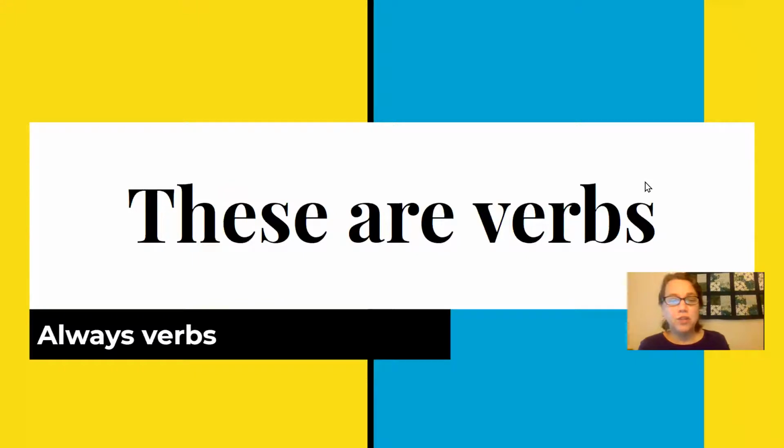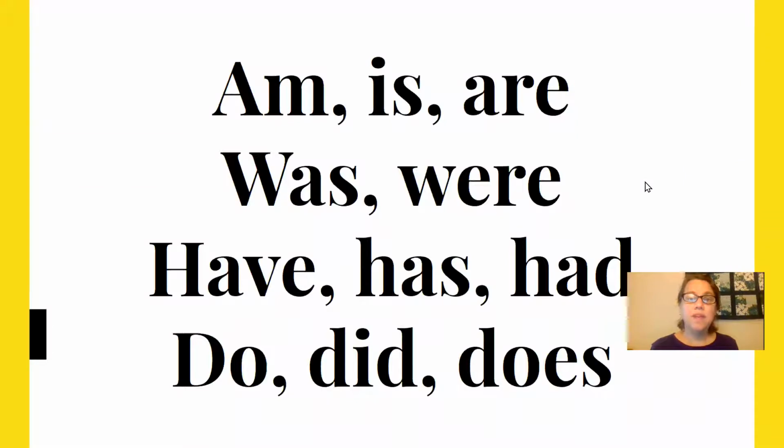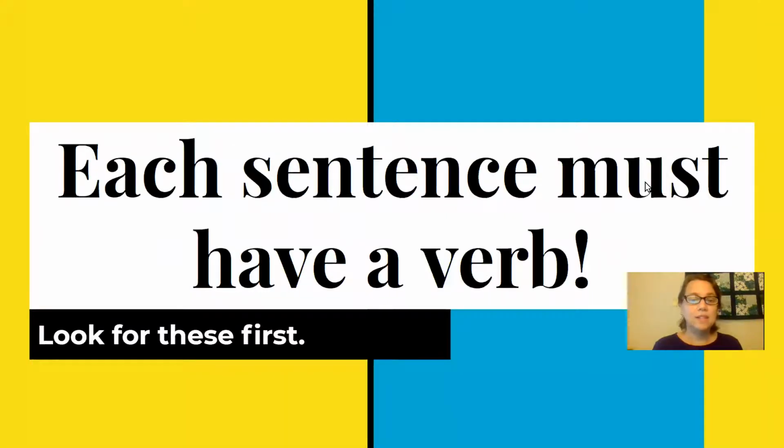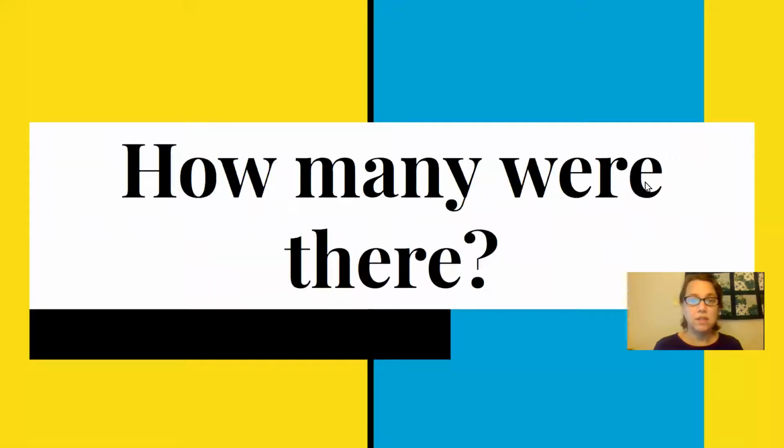Here are some examples of verbs. They're always verbs. Am, is, are, was, were, have, has, had, do, did, and does. You need to know which ones are present, which ones are past, which ones are plural, which ones are singular. Super important. But we need a verb. If you have one of these, you're probably all right. Each sentence must have a verb. Look for those verbs that I just showed you first. How many were there? Write them down.